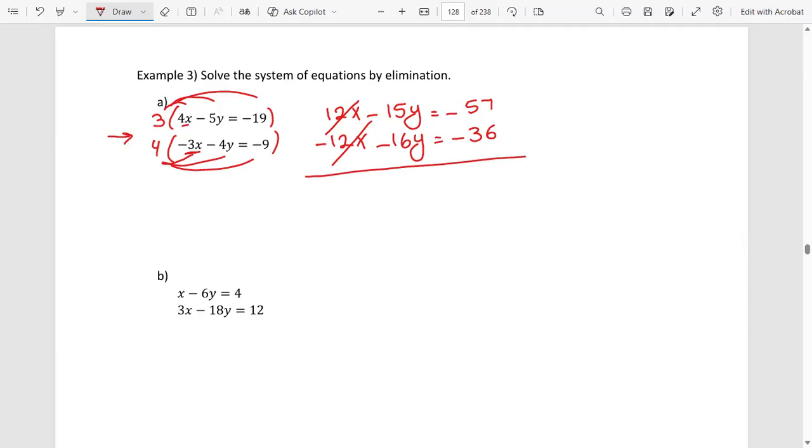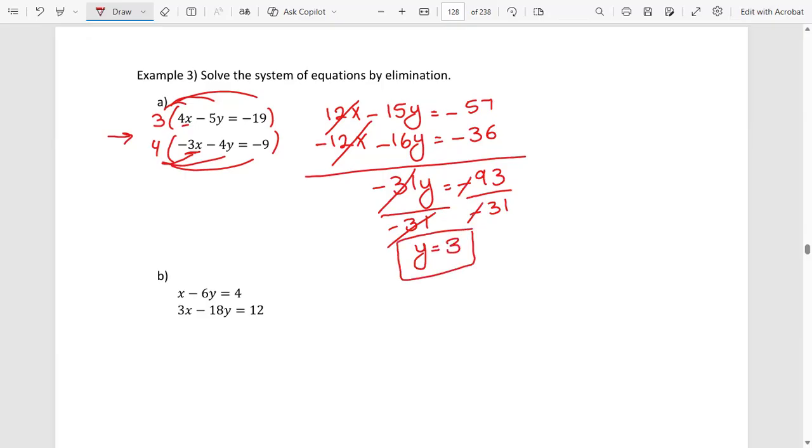Combine like terms. Negative 15y minus 16y is negative 31y. Negative 57 minus 36: since both of them are negative, we have to add them, so it gives us negative 93. Now, to isolate the y, we just divide both sides by negative 31. Negative 93 divided by negative 31, the negatives cancel each other, and 93 divided by 31 is just 3.